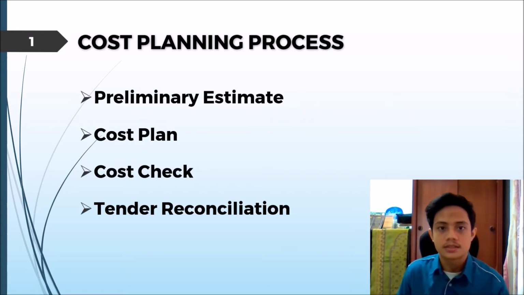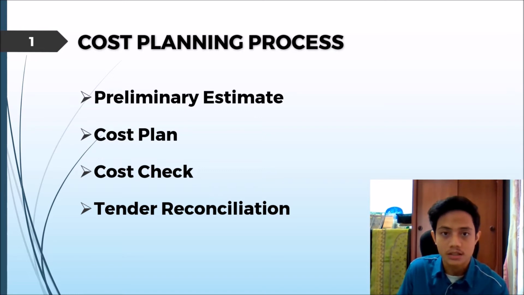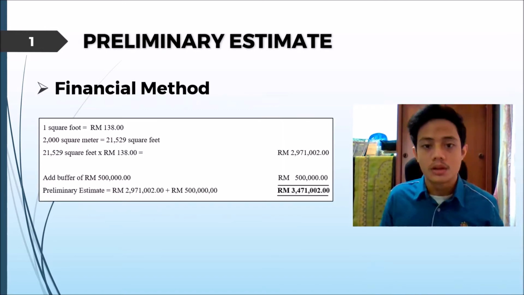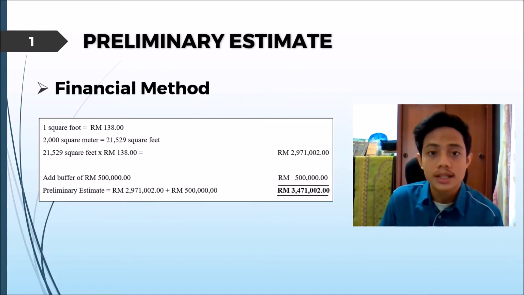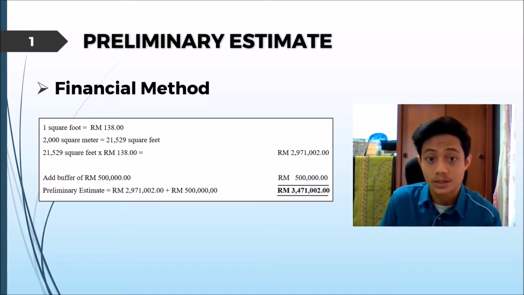For this process, there are several key stages, which are the preliminary estimate, cost plan, cost check, and tender reconciliation. The first one is the preliminary estimate. As we all know, at the early stage of the project, there are no drawings available for the quantity surveyors to refer to for measurement and estimating. Therefore, to make the estimation on the cost of the construction project with that consideration, the preliminary estimate is to be estimated using a pre-tender estimating method.